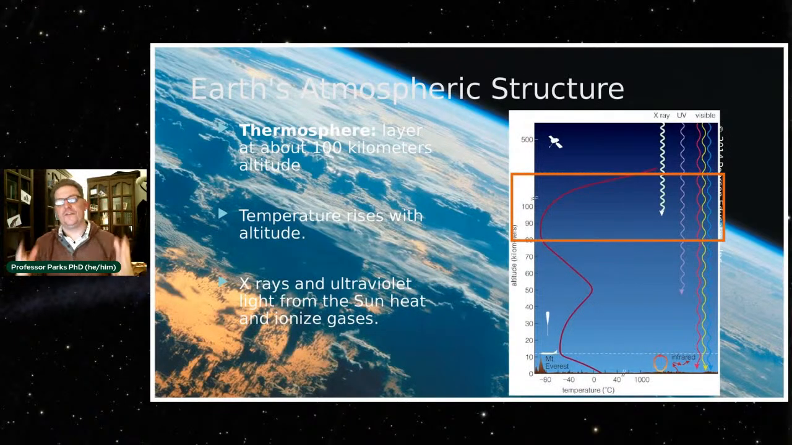Then we have the thermosphere. Now, the thermosphere is called as such because the energy profile or the radiation profile ramps very high, to the point that you can have thousands of degrees. The atmosphere can be thousands of degrees Celsius.